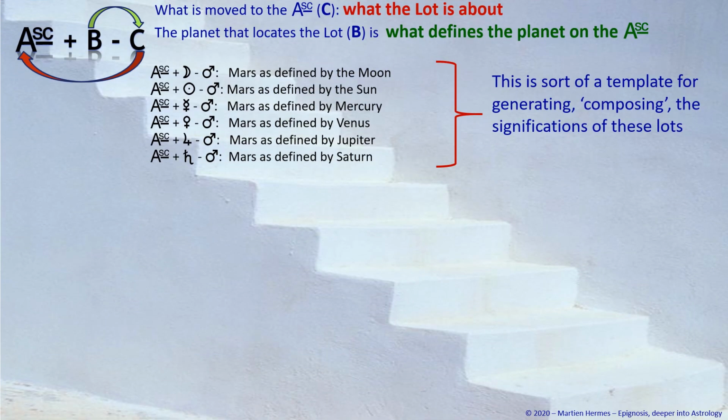So let me redo one of the slides I did in a previous demonstration, the composing template for the significations of these lots. And this is what's actually not correct in what I just said. So what is moved to the ascendant is what the lot is about. The planet that locates a lot is what defines a planet on the ascendant. So that is not correct. I'm going to change this to this.